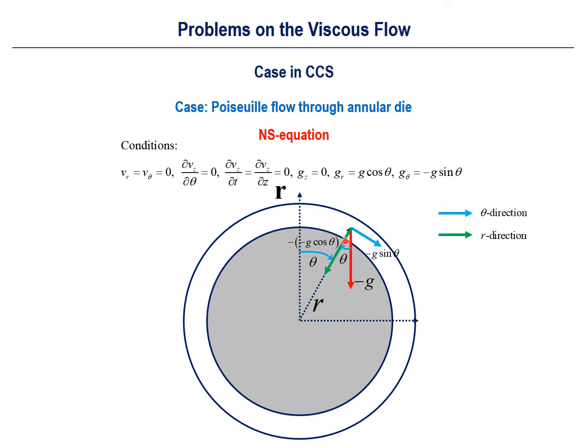In contrast, for the zeta direction, which is along the circumference at this point, the gravity is equal to negative g multiplied by sine theta here. So for the r direction, gr is g cosine theta: negative, negative, positive, right? And g zeta is equal to negative g sine theta. So to further simplify the Navier-Stokes equation, we will use these gravity-dependent terms for the body forces. Okay, please check this relationship by yourself.